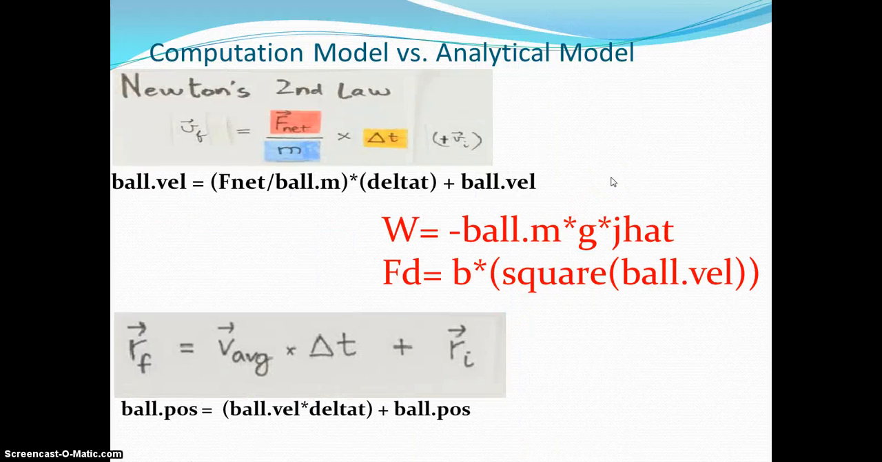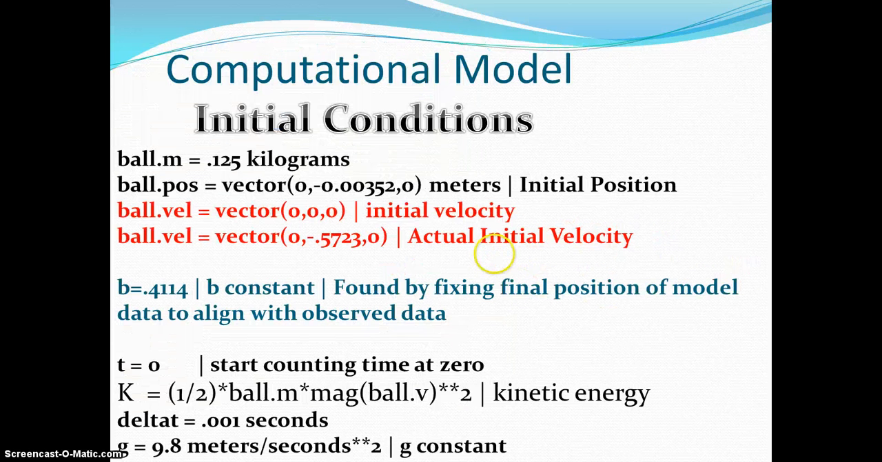When you're building your computational model, again, this is just Newton's second law in Python code. We've seen this many times before. This is our position formula. Again, something we've seen a lot before. Two things to notice are the weight force, which is just the force of gravity in Python code, and our drag force right here, where we're using b times the square of velocity. That's very important because this is how we get our drag force. We're going to talk about this b constant in a little bit.